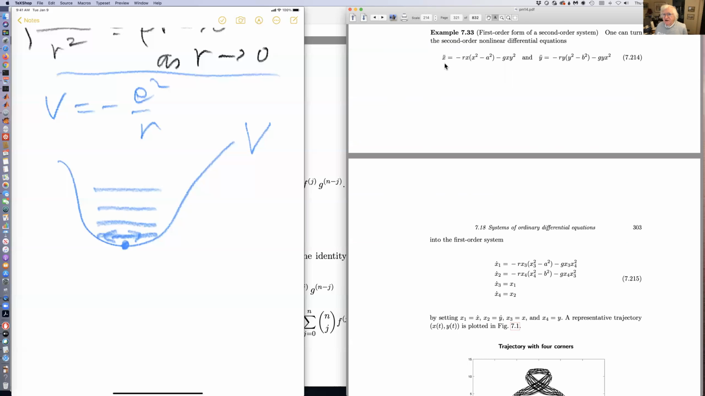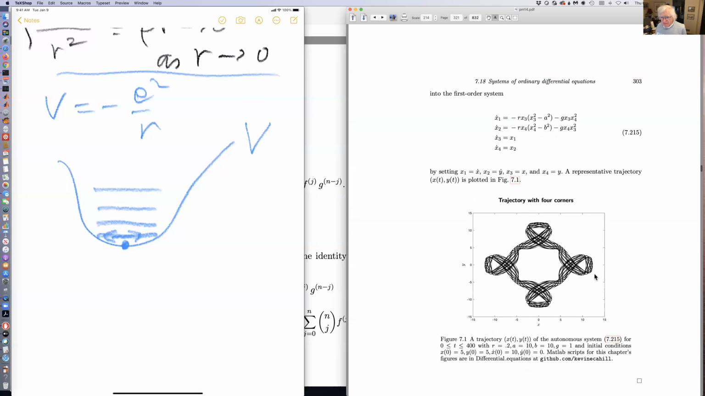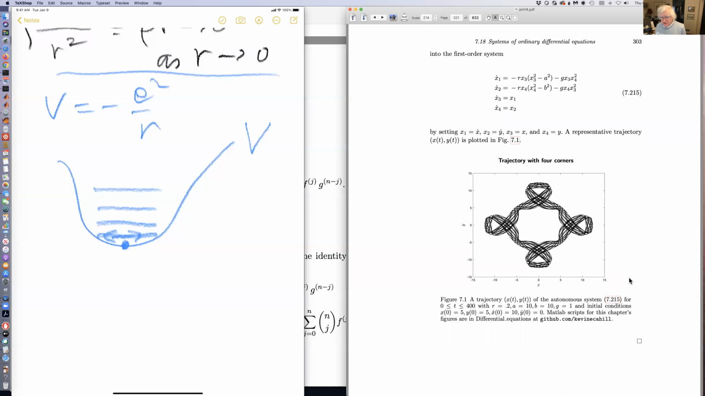Here are two second order nonlinear differential equations. By setting x1 equal to x dot, x2 equal to y dot, x3 equal to x, and x4 equal to y, I claim that we can turn this into this first order autonomous system. And here's a trajectory. This is one where I used MATLAB to solve it. This is a trajectory of x of t and y of t. Those are the points.